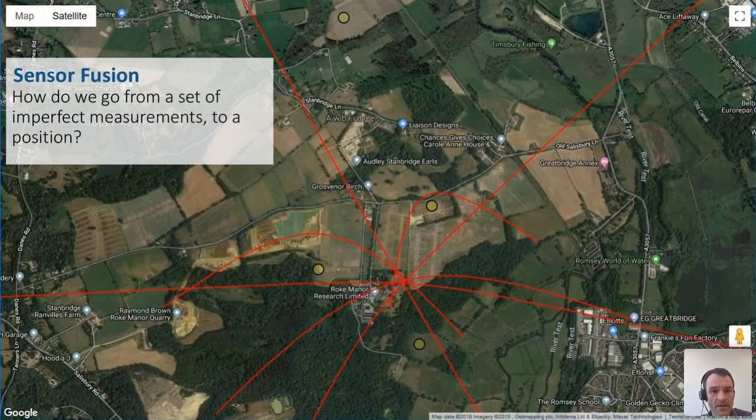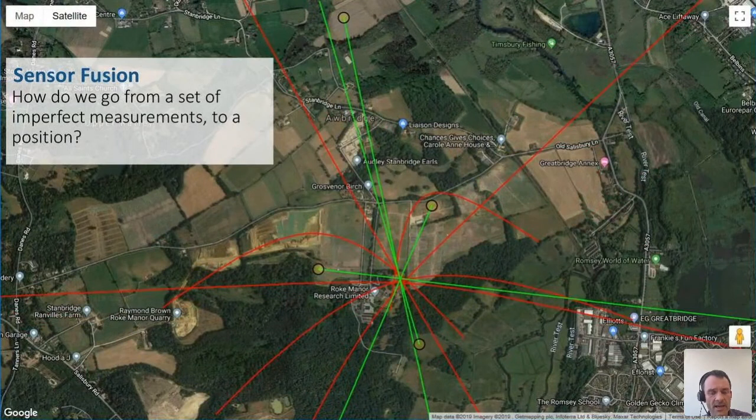Well, let's just plot those time difference of arrivals again. So those are the time difference of arrivals, and already you can kind of see where the jammer is going to be in this case. It's very close to Roke Manor, where I work. And let's also overlay the angle of arrival lines of bearing on that. And again, that gives us an even stronger indication that we know where this jammer is.